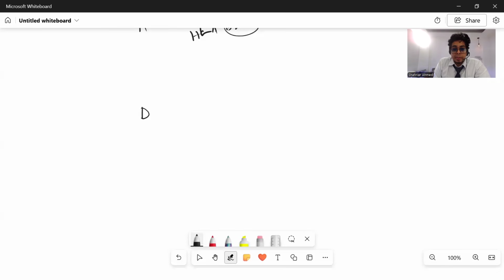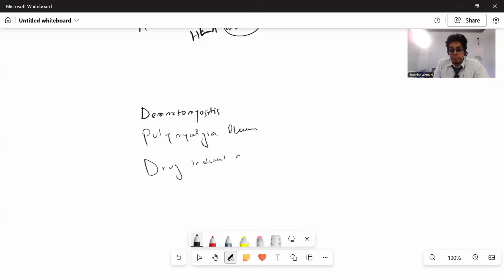Okay, we're talking about an interesting thing, which is like three conditions together now we will learn. One, starting with dermatomyositis, also known as polymyositis. Then there is another one, polymyalgia rheumatica. And last one is drug-induced myositis. Example, statins, like anti-lipid drugs and these things.